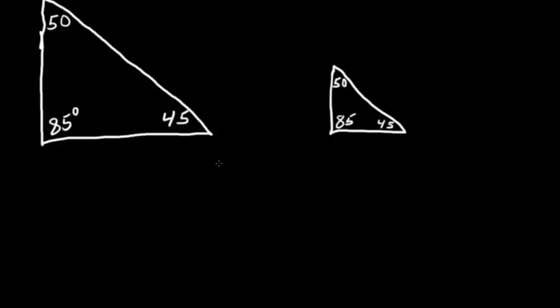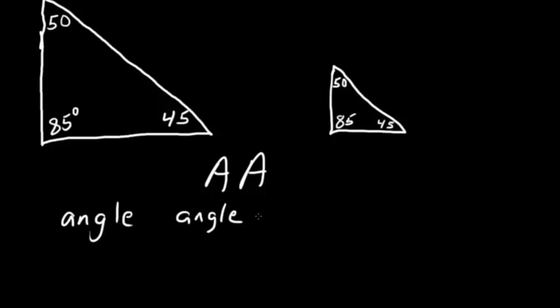The rule is called AA, and that stands for angle-angle. So if we know that two angles are equal or congruent to two angles on the other triangle, then we know that the triangles are similar. Okay? That's pretty much it. The big reason why I wanted to show you this one is that we sometimes have to do a little bit of math in order to figure out if the angles are congruent.